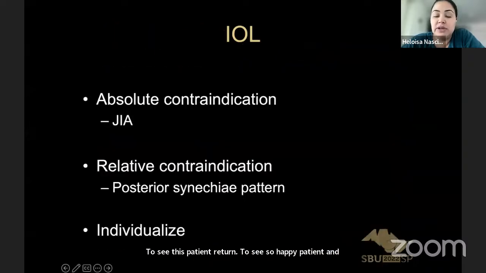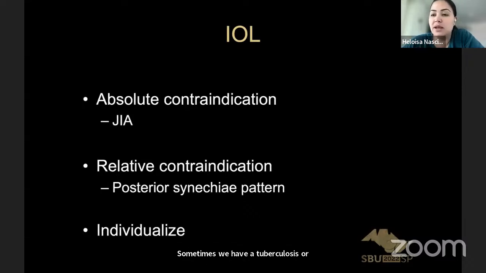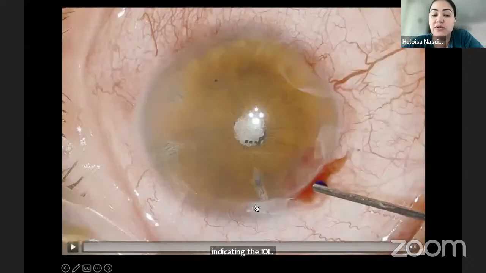So an absolute contraindication for IOL is JIA, although there are several ongoing studies about it. But every time that I tried to do it, I regretted it. A relative contraindication is the pattern of the posterior synechia. Sometimes we have a tuberculosis or a syphilis or a VKH that is so aggressive that we have to think twice on indicating the IOL. So the key is to individualize the patient.